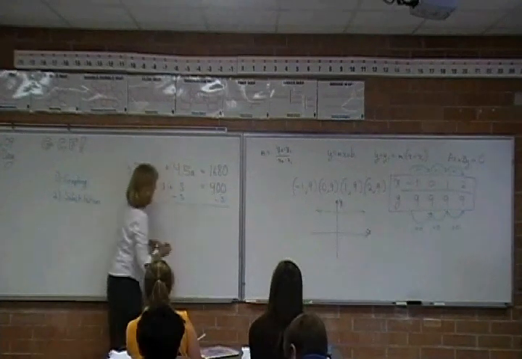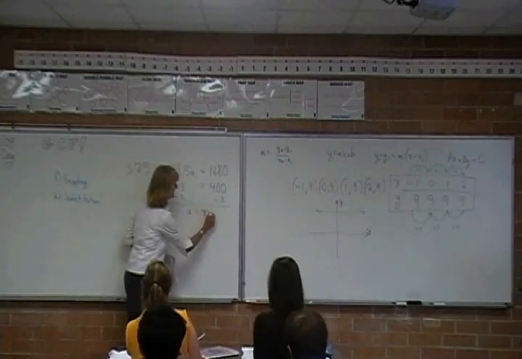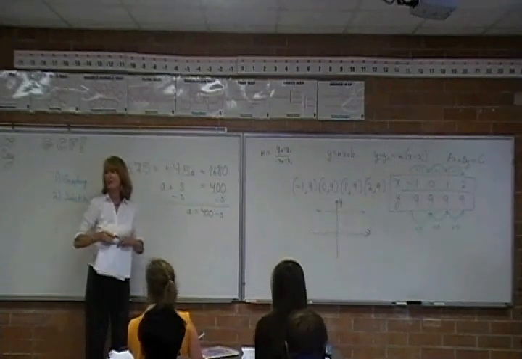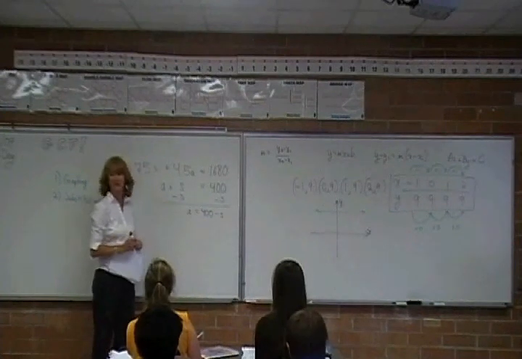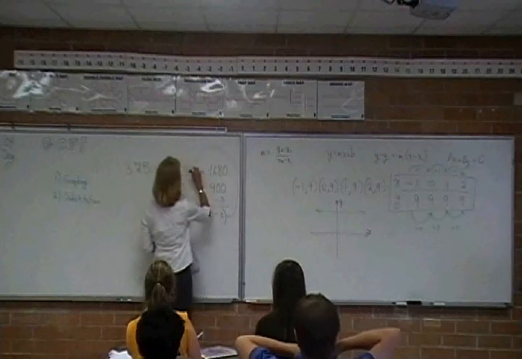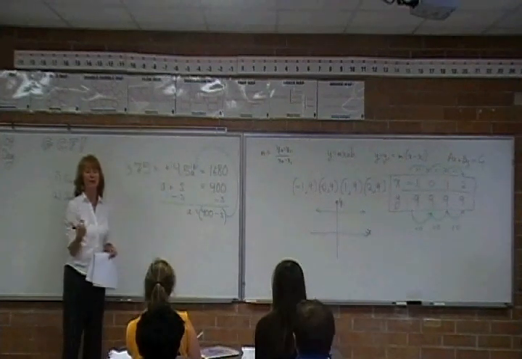So if A equals 400 minus S, that means instead of writing A up here, I can substitute 400 minus S for A. That goes in here. Now you have an equation with one variable.